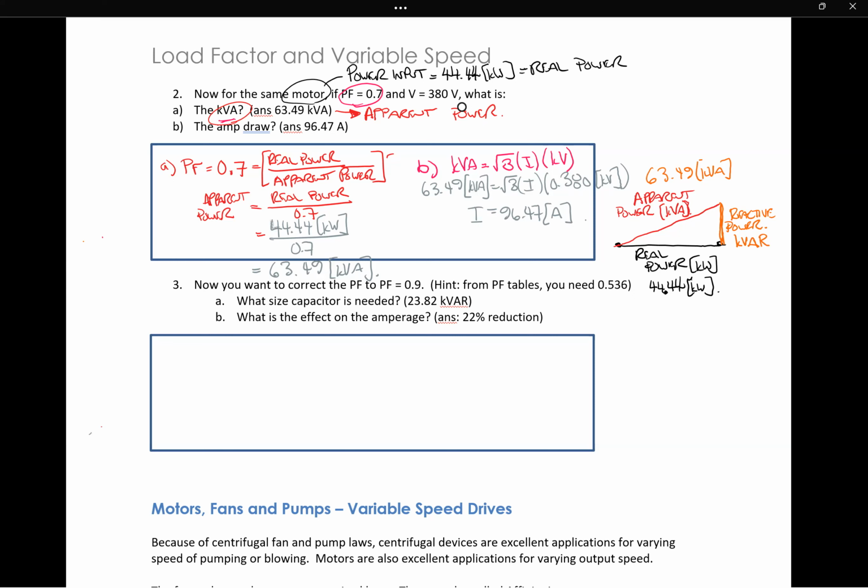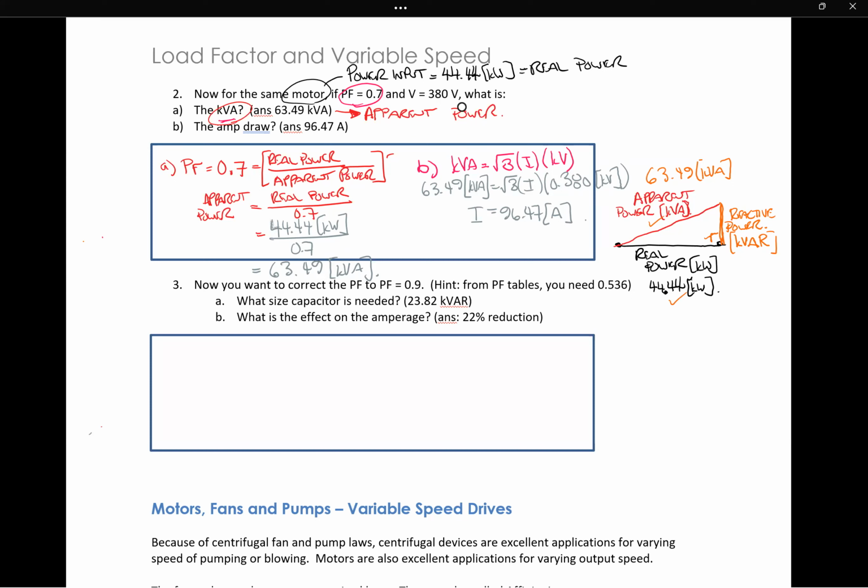All right, kilovolt amps reactive. And we have not calculated that. However, it would be a simple matter to calculate how much that is, because we do know this side of the triangle, this side of the triangle, and we do know that that's a right angle triangle.